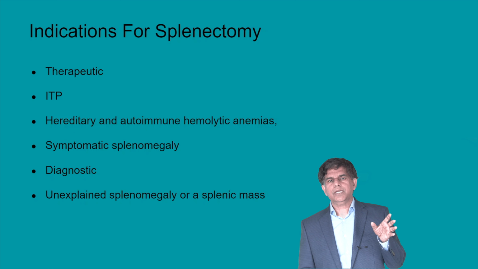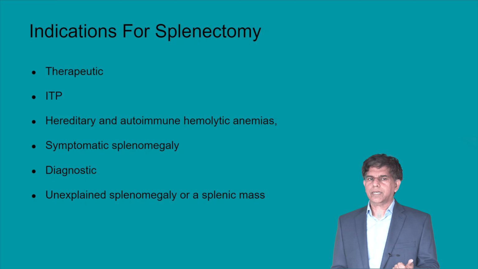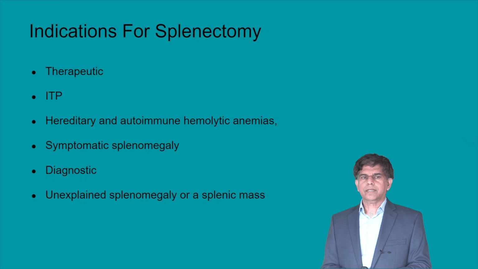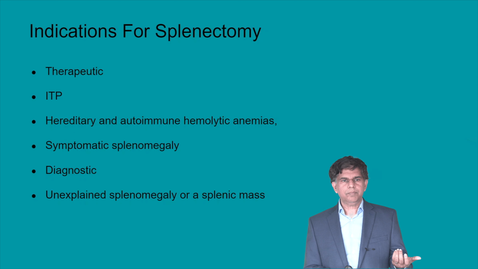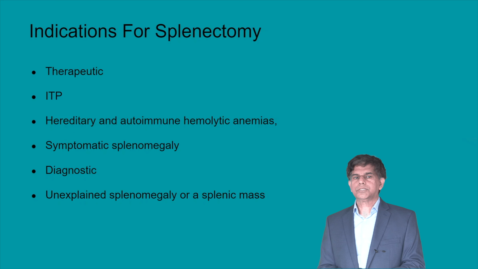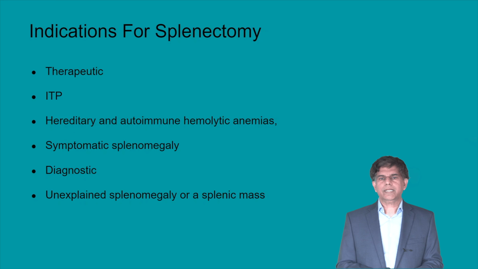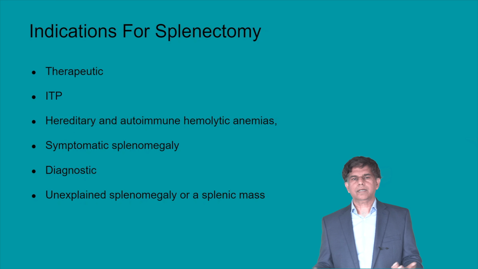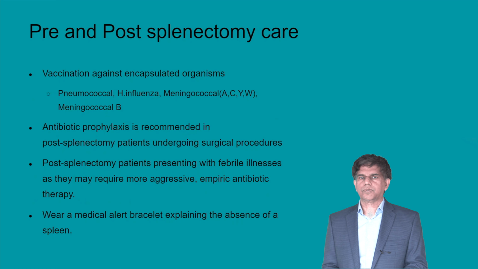What conditions are indications to do a splenectomy? One is therapeutic, right? You can do it in ITP, hereditary hemolytic anemia, autoimmune hemolytic anemia, symptomatic splenomegaly, diagnosis of unexplained splenomegaly, and a splenic mass. All of those conditions are indications for splenectomy.